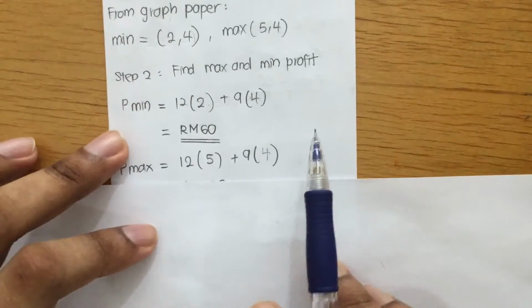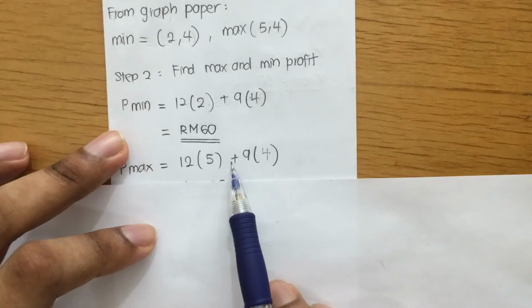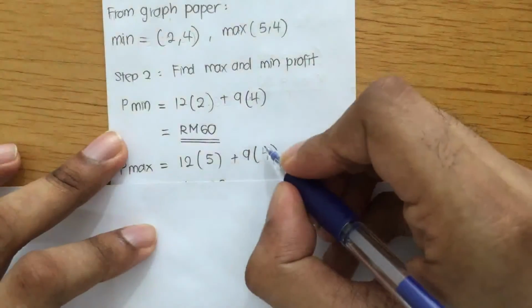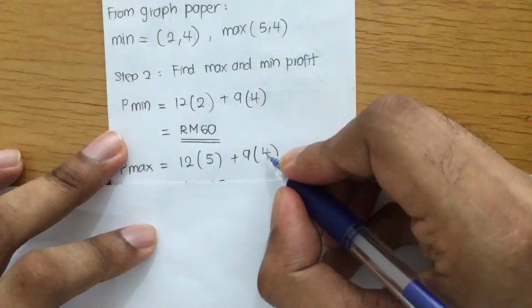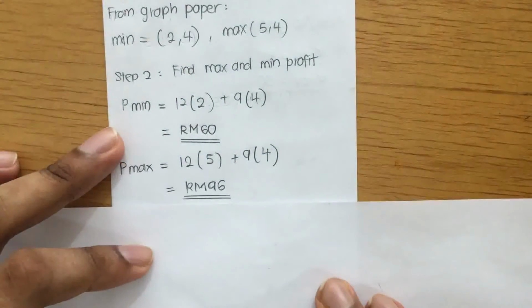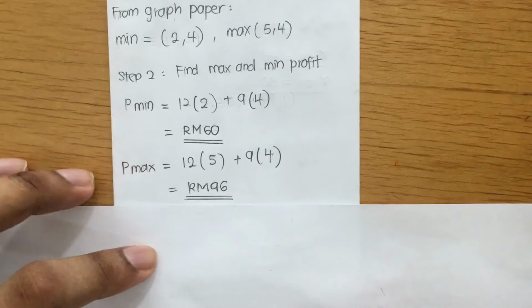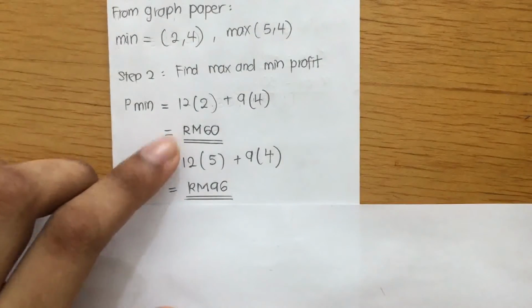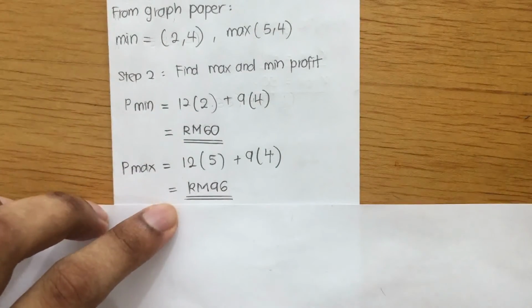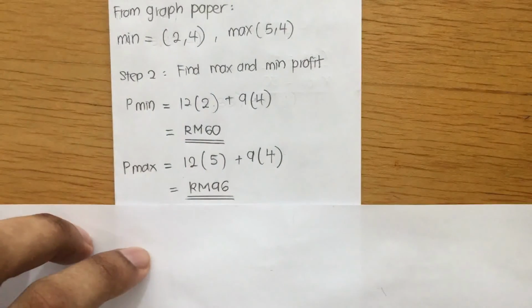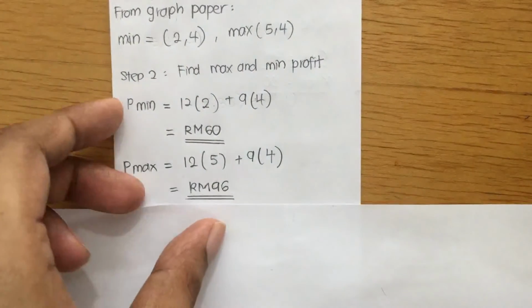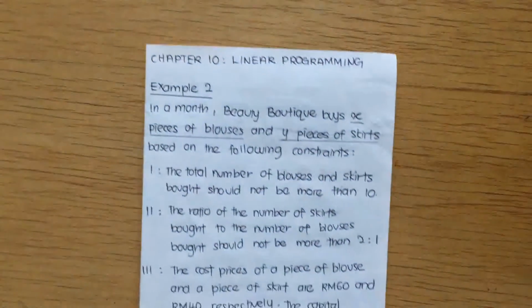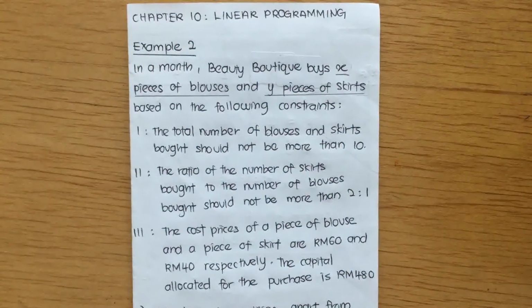Okay, for the maximum profit, 12 times 5 and then plus 9 times 4. So you calculate this, you should get your maximum profit is 96 ringgit. Okay, I hope I've made this working clear to you. Let me put back the question paper for your reference, so please hold on for a moment. Alright, that is all for the step-by-step working and solution for this question.